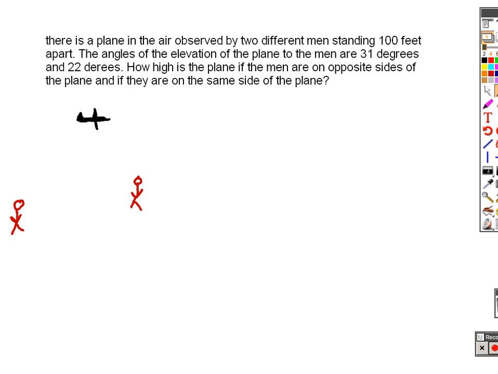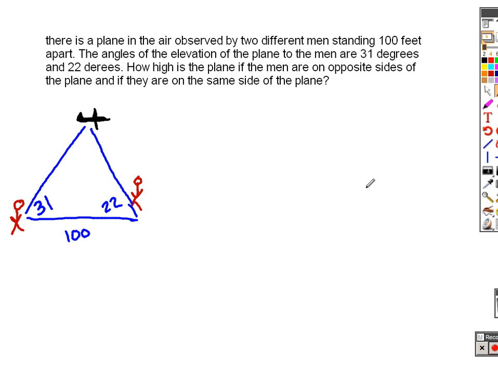What it says is the angles of elevation looking up to this plane are, for each, we're going to look at two men. They are 100 feet apart. The angles are, we're going to say 31 and 22. Doesn't matter which one is which, just as long as we have both, 31 and 22. And we want to know how high is the plane if the men are on opposite sides, which we have here, or if they're on the same side. So if they're on the same side, I'll try to draw that picture over here.